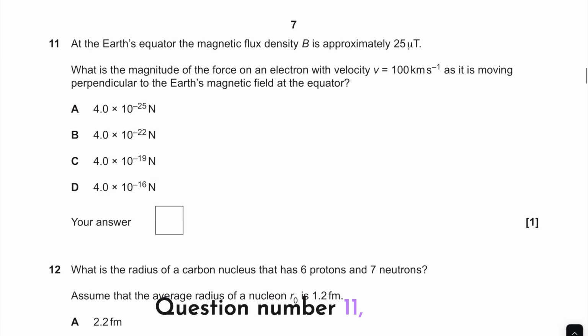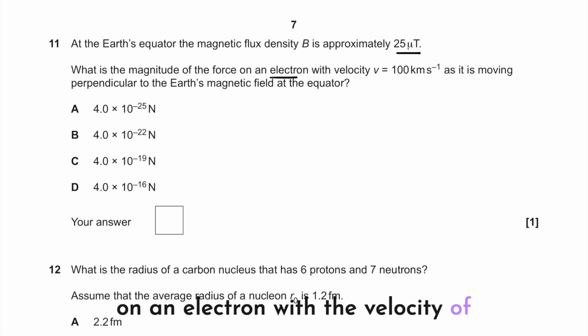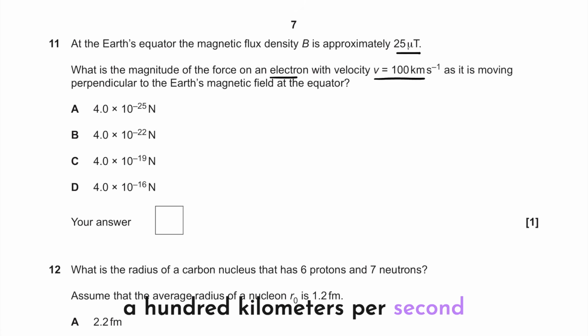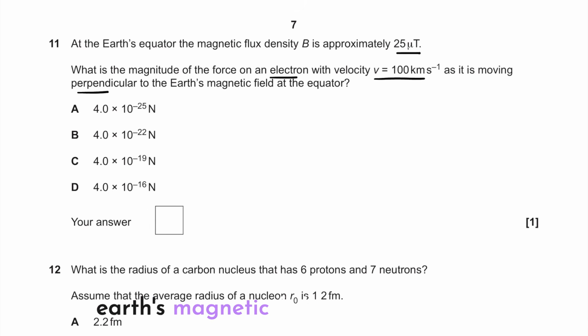Question number 11. At the equator of the Earth, the magnetic flux density is approximately 25 microteslas. What is the magnitude of the force on an electron with a velocity of 100 kilometers per second as it is moving perpendicular to the Earth's magnetic field at the equator?